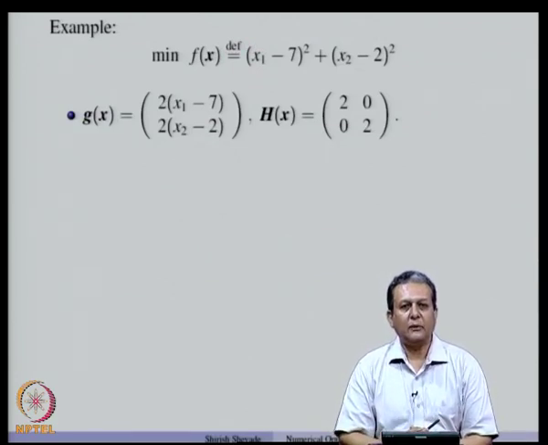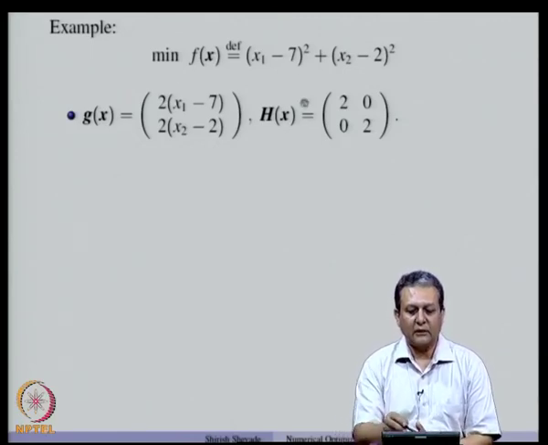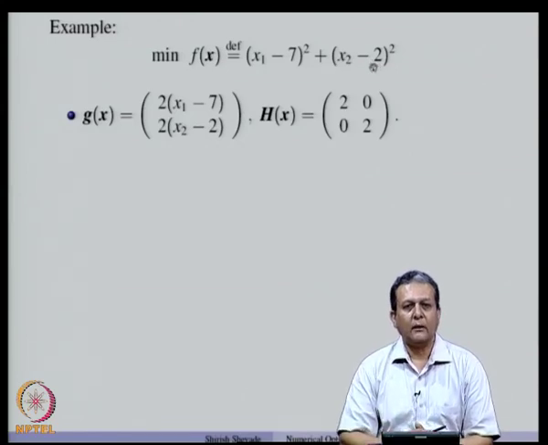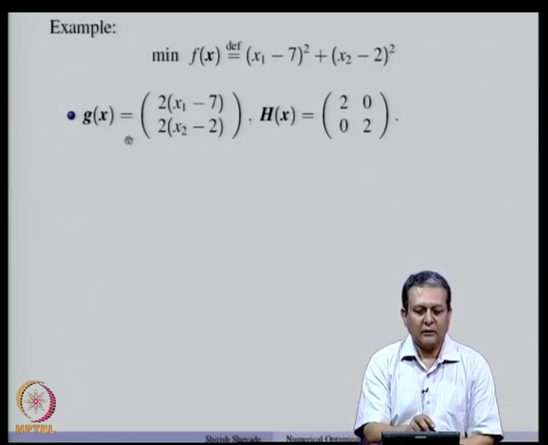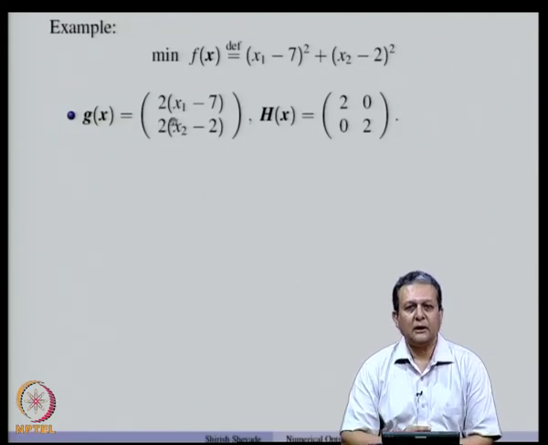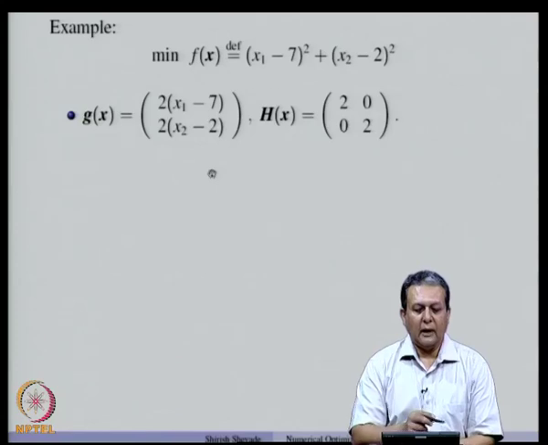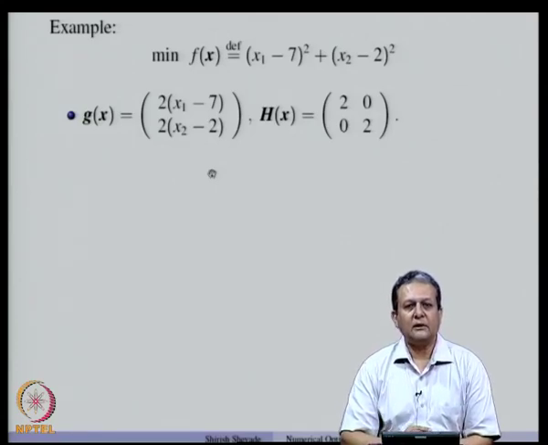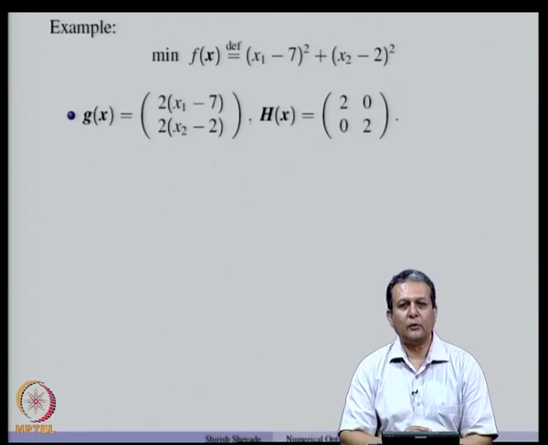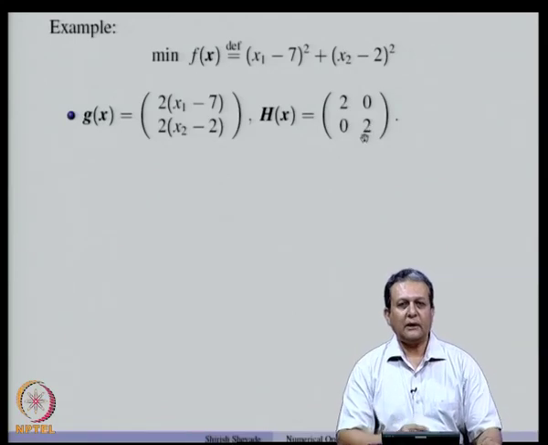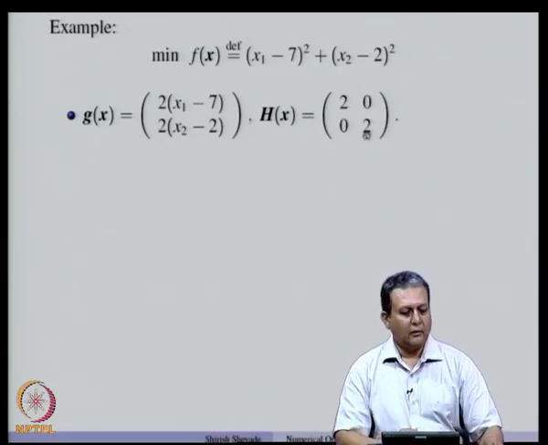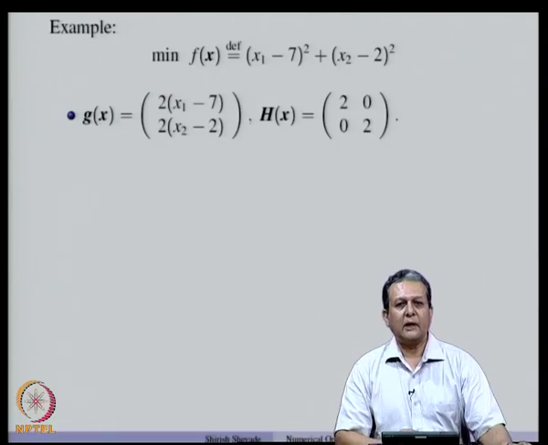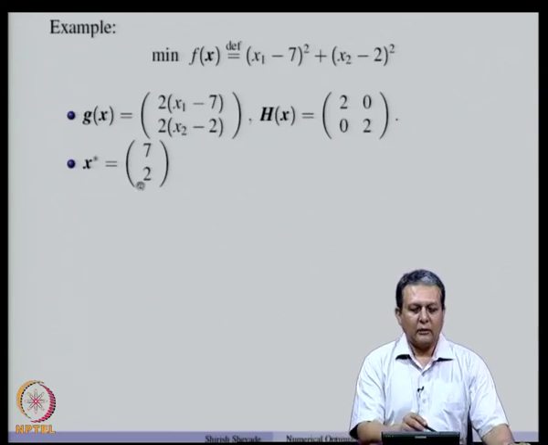The first example we took was a function f of x, defined as x1 minus 7 squared plus x2 minus 2 squared. The gradient of the function is 2 into x1 minus 7 and 2 into x2 minus 2, and the point at which the gradient vanishes is 7 comma 2, whose x coordinate is 7 and y coordinate is 2. The Hessian matrix is also given here. This is a quadratic function, so the Hessian matrix is independent of x.